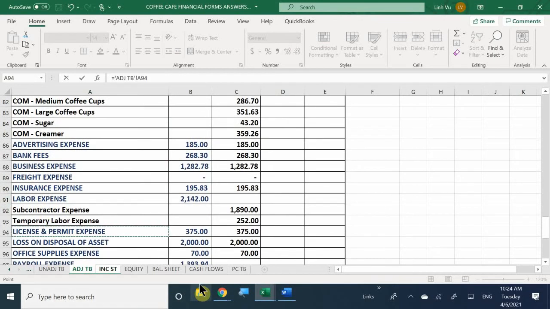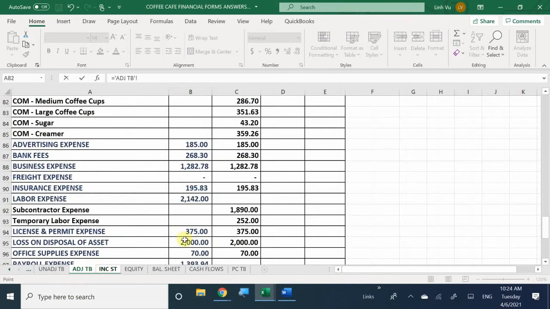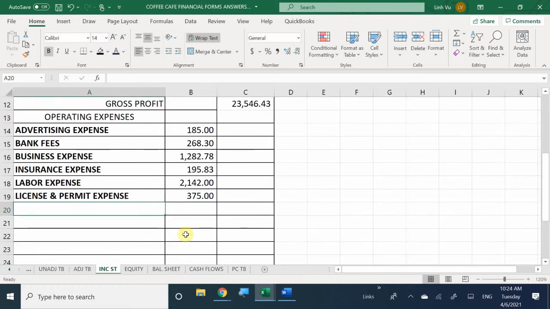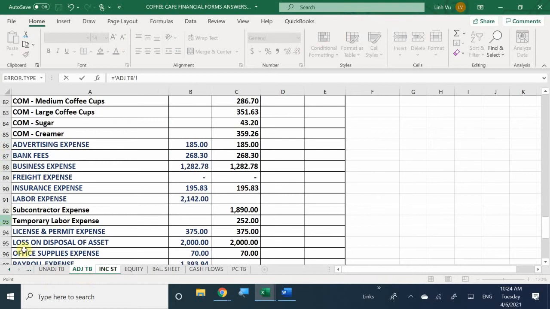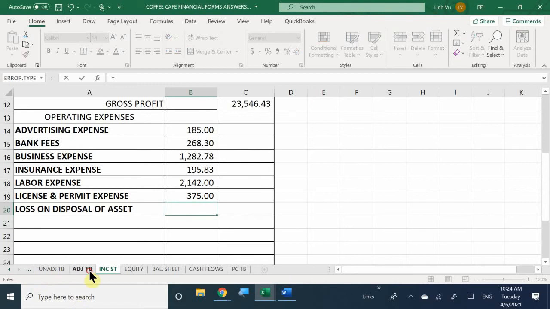License and permit expense. Okay, for a total of 375. Okay. After that, I should have loss on disposal of assets, 2,000. For 2,000. Good.